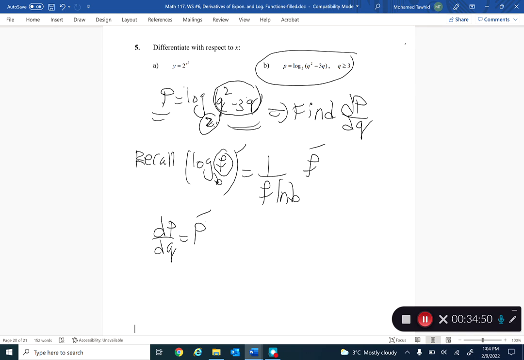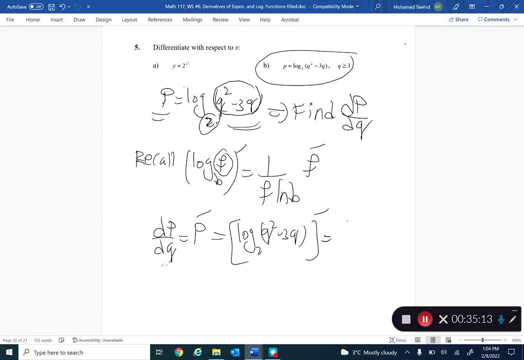In the previous problems, prime meant the derivative with respect to x. But here, because your function p is in q, I have to take the derivative with respect to q. So what is the derivative of this? It will be log base 2 of q squared minus 3q. I have to take the derivative of this, right?